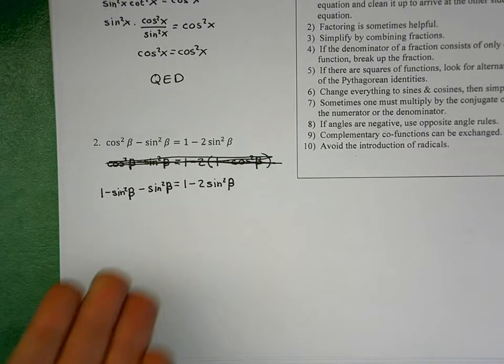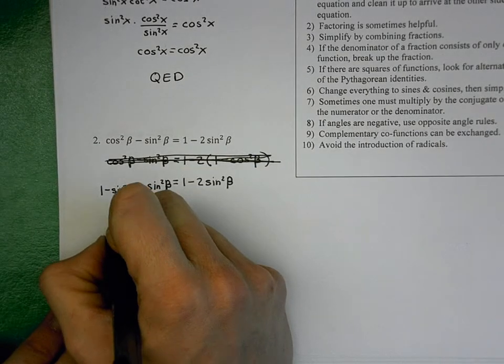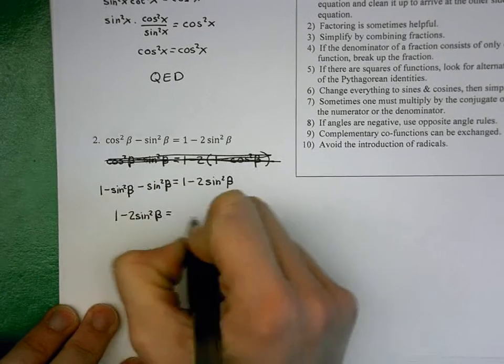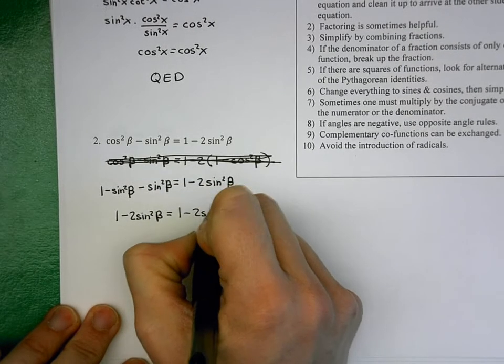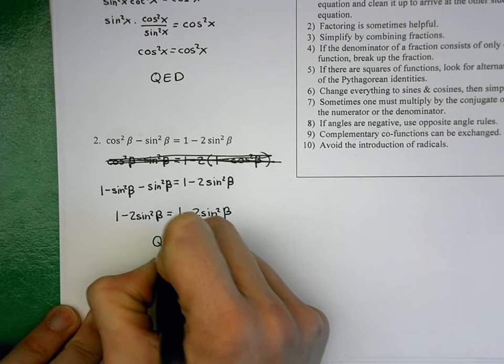Well, what do you know? Now we've got common terms here, like terms. Sine squared beta minus sine squared beta would be 2 sine squared beta. And what do you know? I've gotten my left to look like my right. And our proof is done.